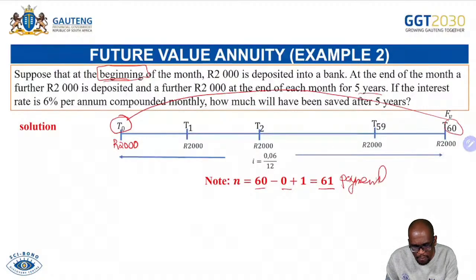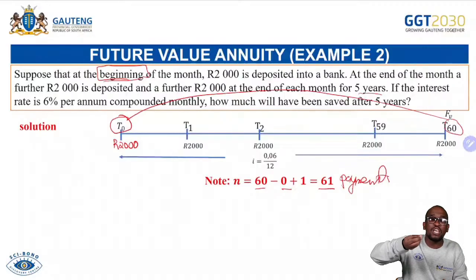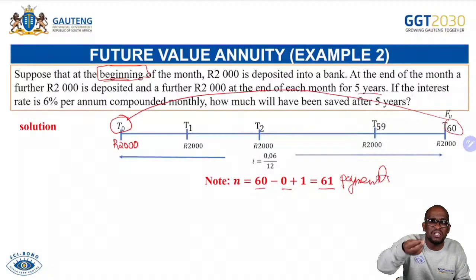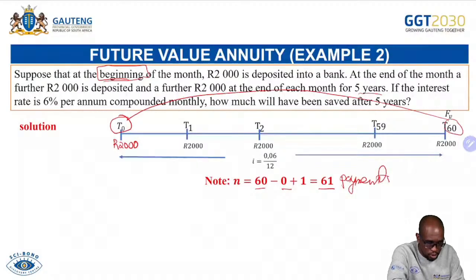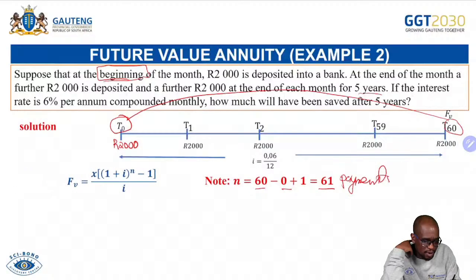So you can see that if you are making an immediate payment, then the number of payments ought to be more. We have 61 payments, one additional payment. Now let's look at the formula. Remember, N represents the number of payments. We're still saving money for the future, so this is governed by the future value annuity formula.